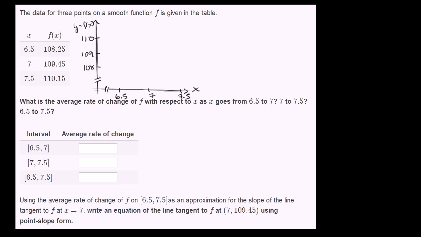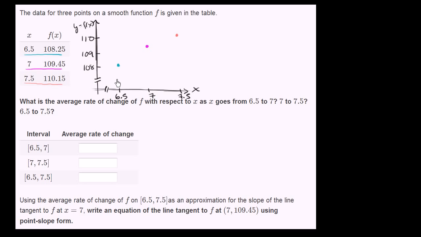And we can plot these points. 6.5, 108.25. That'll put us right over there. 7, 109.45. That puts us right around there. And then 7.5, 110.15 puts us right around here.